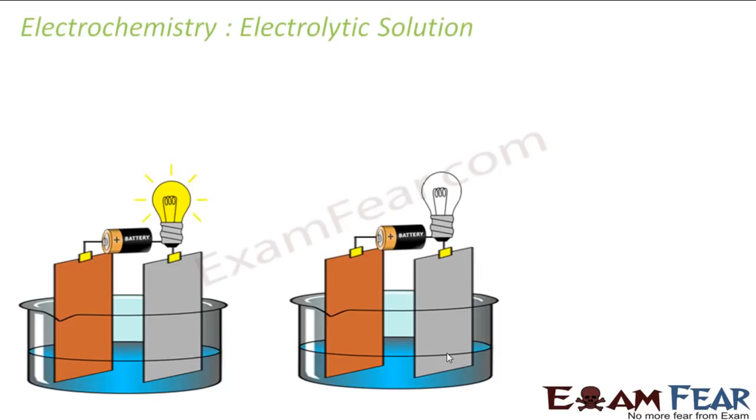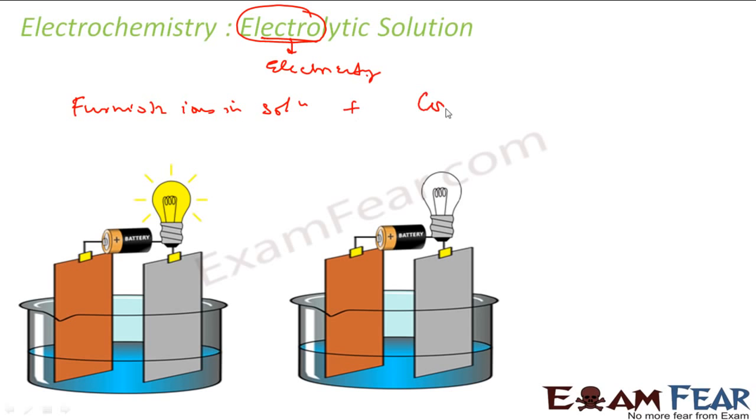Now let's understand a very critical topic called electrolytic solution. Substances which furnish ions in solution and conduct electricity are called electrolytes. See, electrolyte has the word electricity in it. So substances which furnish ions in solution, plus they conduct electricity, are called electrolytic solutions.